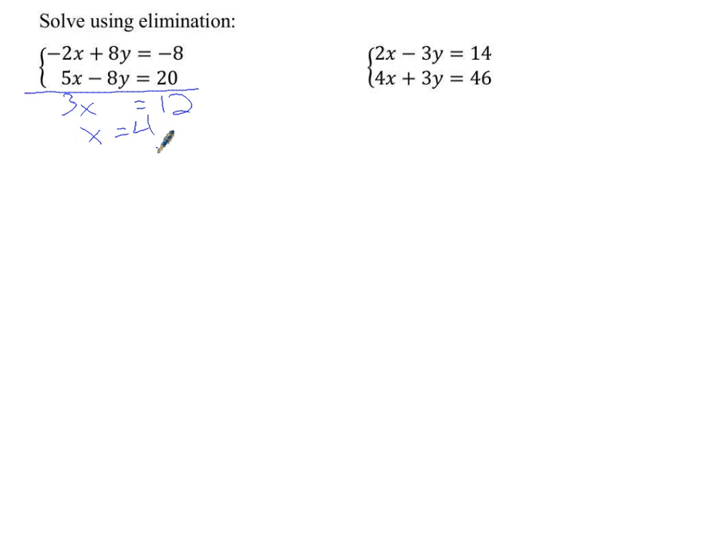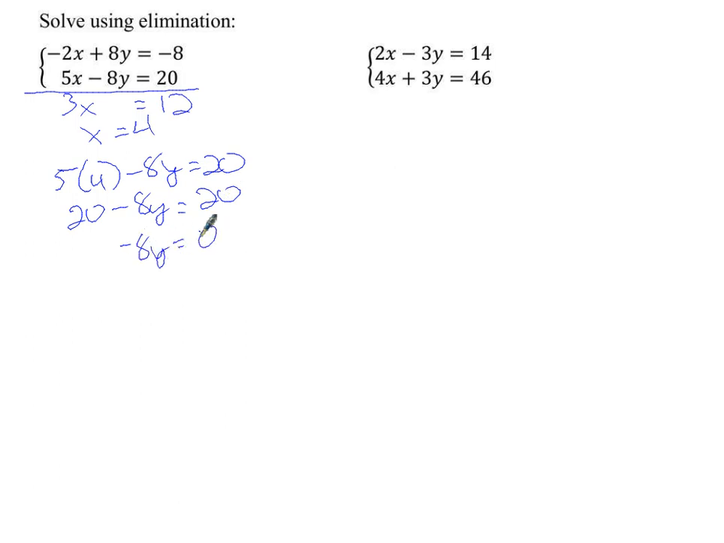Now what? Substitute it into one of the two equations. I'm going to pick the bottom one. So I have 5(4) minus 8y equals 20. That makes 20 minus 8y equals 20. So then I subtract 20 from both sides, and I get negative 8y equals 0. Now what? Divide by negative 8 and we get y equals 0.